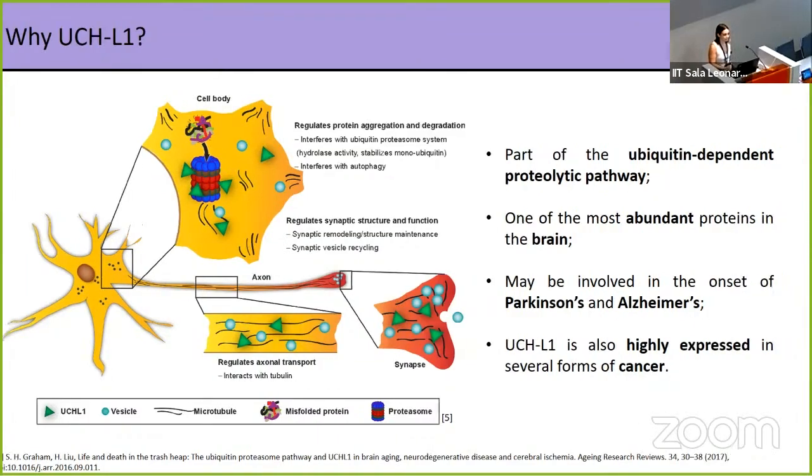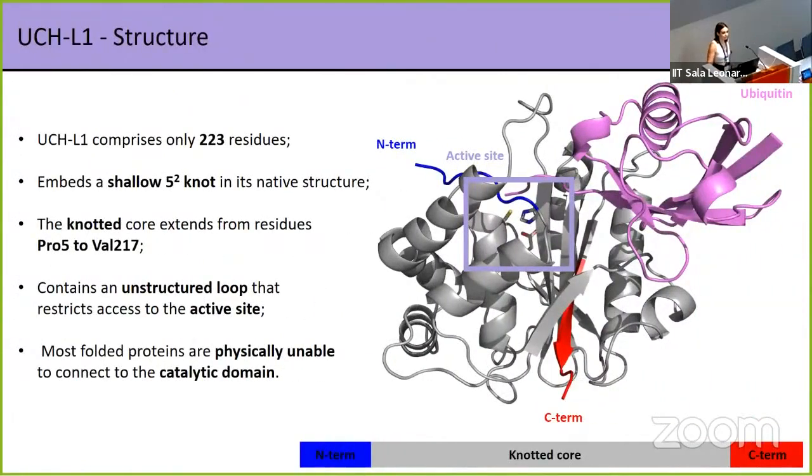And now let's focus a bit on its structure. So UCHL1 is quite a small protein. It only has 223 residues. However, even being small, it has one of the most complicated 3D knotted structures that exists, and that is the 5-2 or the Gordian knot. In this case, it is a shallow knot, and this is due to the fact that the knotted core is pretty big compared to both the N and the C termini that are looped under it to make the knot.